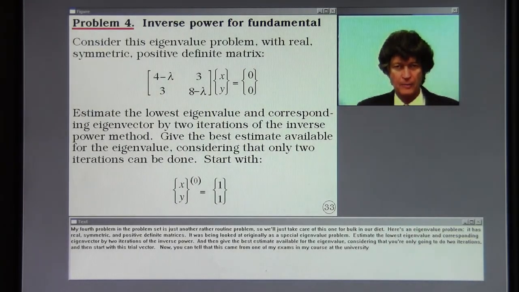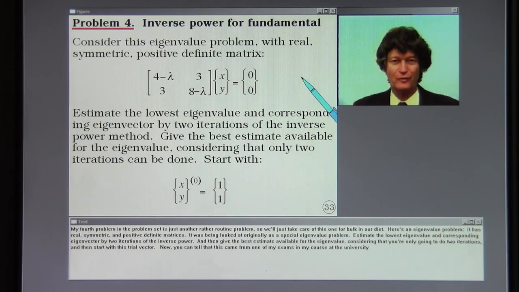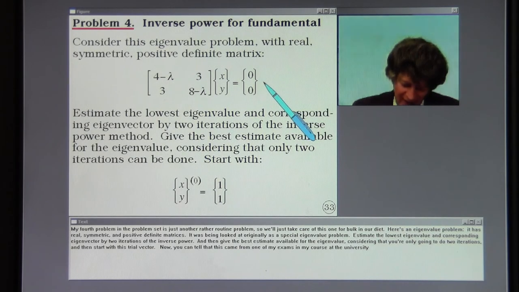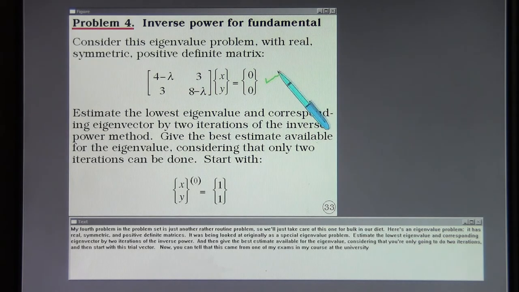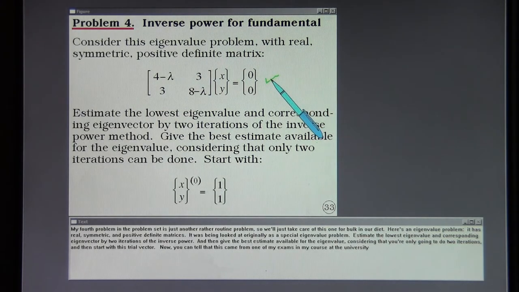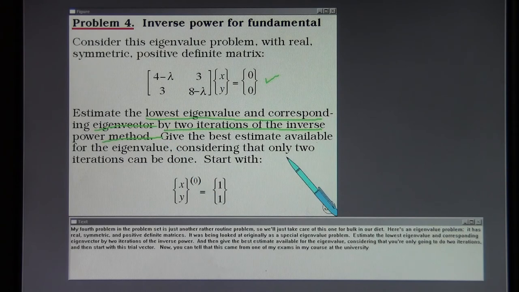My fourth problem in the problem set is just another rather routine problem, so we'll just take care of this one for bulk in our diet. Here's an eigenvalue problem. It has real symmetric positive definite matrices. It was, looking at it originally, a special eigenvalue problem. Estimate the lowest eigenvalue and corresponding eigenvector by 2 iterations of inverse power. And then give the best estimate available for the eigenvalue, considering that you're only going to do 2 iterations, and then start with this trial vector. Now, you can tell that this came from one of my exams in my course at the university.